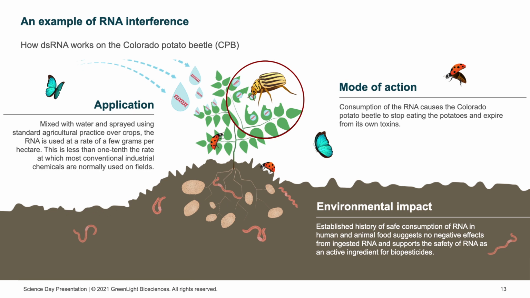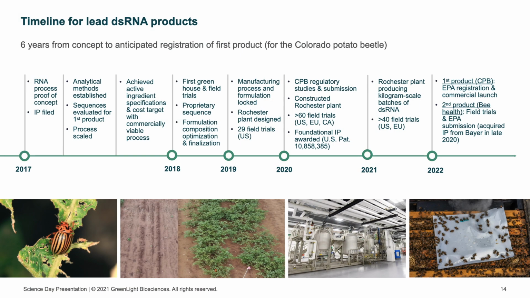The other great thing about RNA in terms of this application is it is a natural molecule, and microbes in the environment will naturally degrade it. So it is biodegradable due to the nature of the molecule, so it does not have long environmental persistence. And all of these things are what make double-stranded RNA particularly interesting for use in the farmer's toolbox. This chart shows a timeline for how we have developed that first solution for Colorado potato beetle.